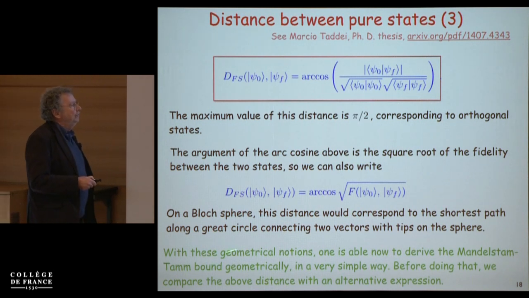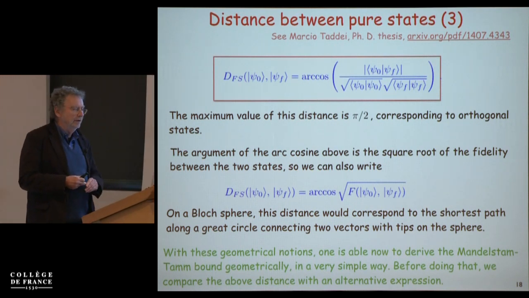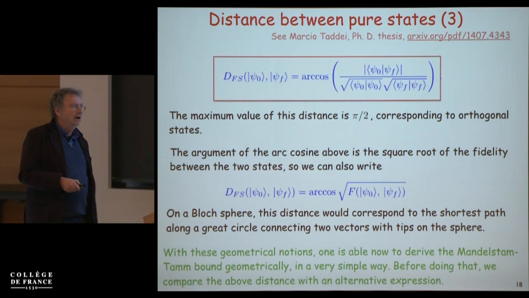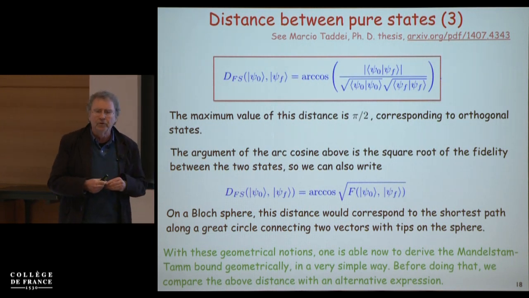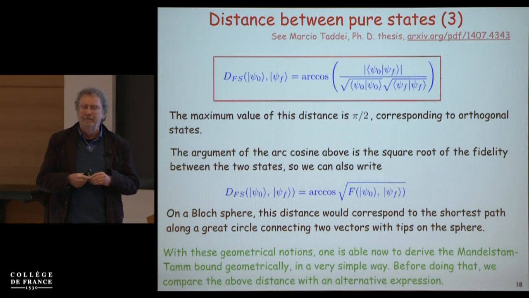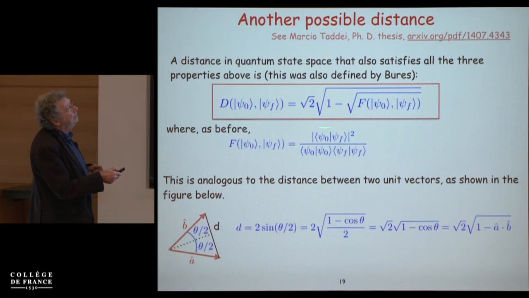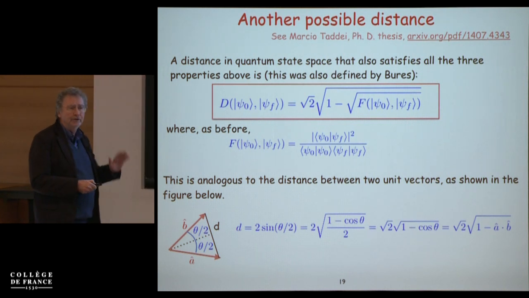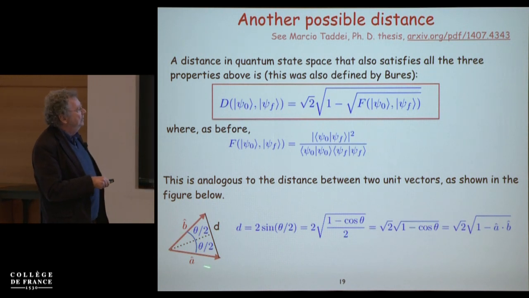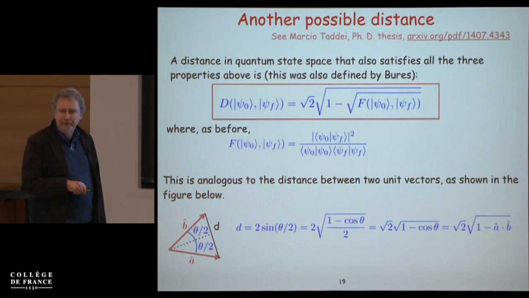Now, with these geometrical notions, one is able to derive the Mandelstam term, I'm going to show you soon, based on geometrical arguments in a very simple way. But before doing that, I'm going to compare this distance with another one, which is perhaps better known, but does not serve our purposes. This distance was also defined by Bures. It's given by this expression here. This is again the fidelity. And in order to understand the motivation for these definitions, just think about vector spaces. You have here two unit vectors, A and B, and I want to calculate the distance between them.